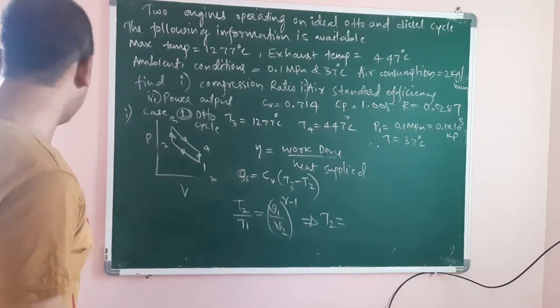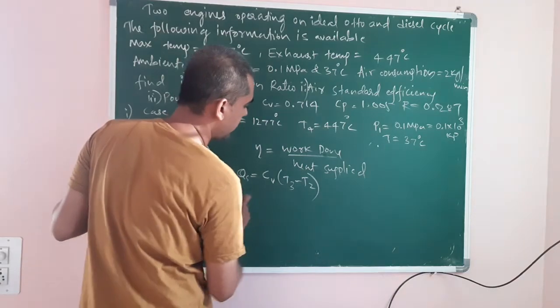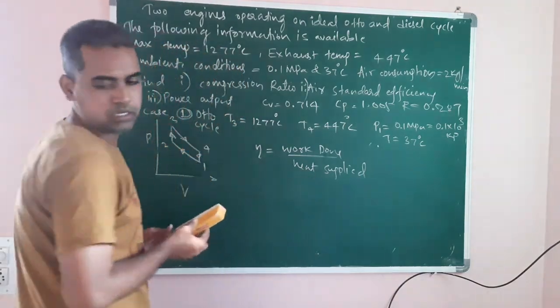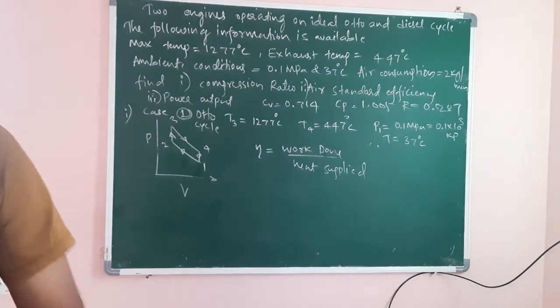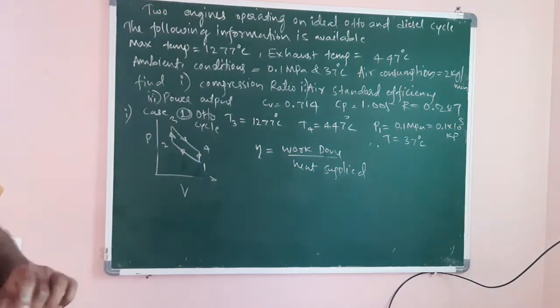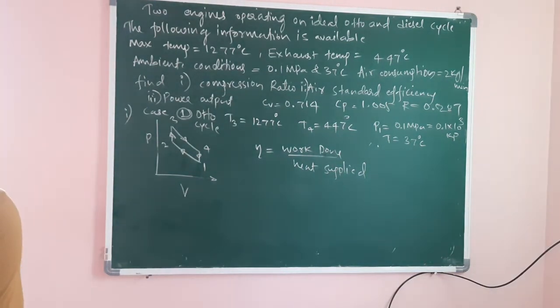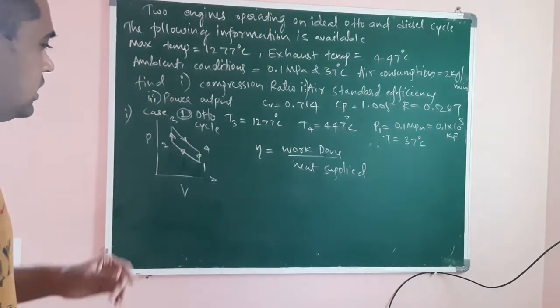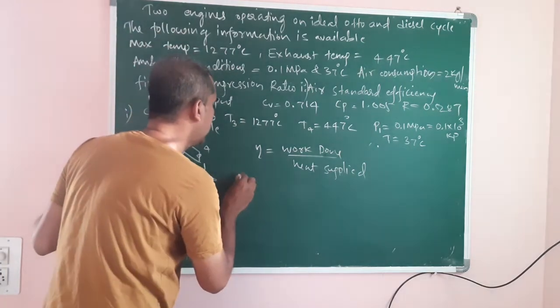I have done it in another way. There are different methods to solve this problem. I have done like this. Power is equal to heat added minus heat rejected. I think whatever I have just now told is the easier method.